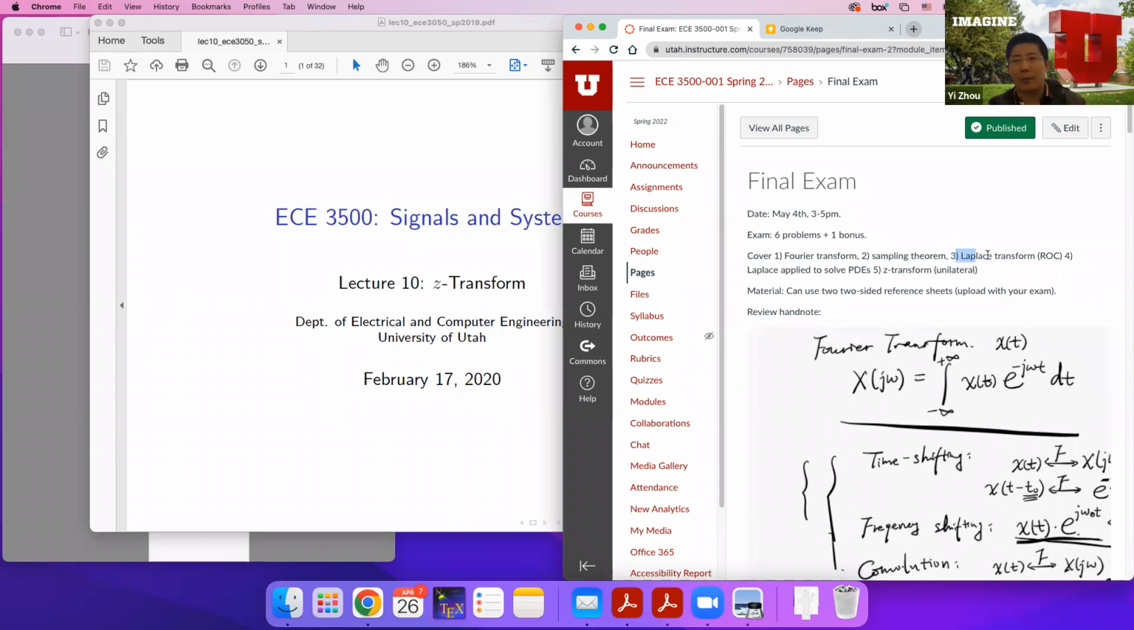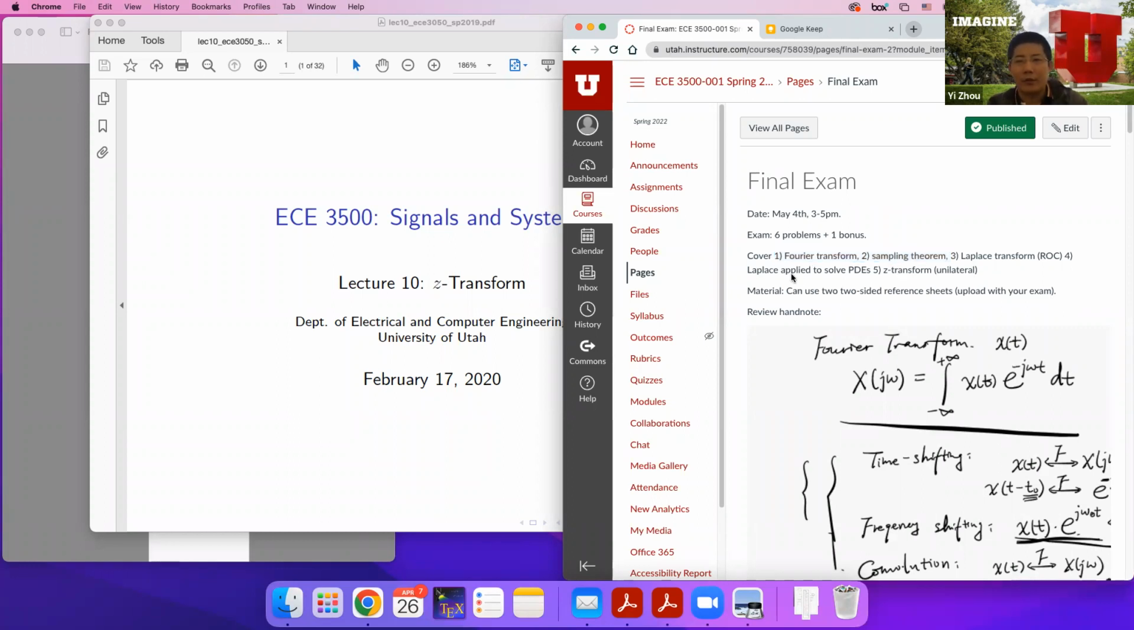last 2 lectures: Laplace transform, applying Laplace transform to solve PDEs, and Z transform. And the rest, there are probably two other problems that are related to Fourier transform and the sampling theorem. So these are the key concepts that we talked about before midterm 2, the second part of this course.